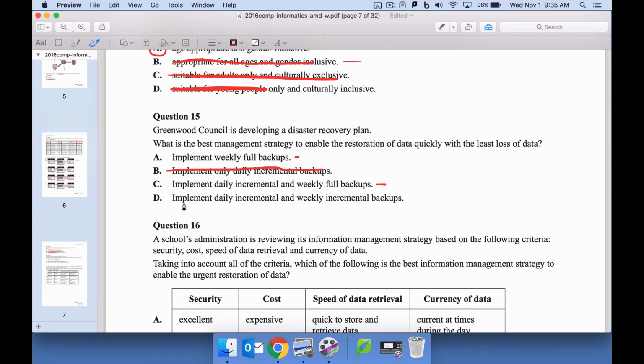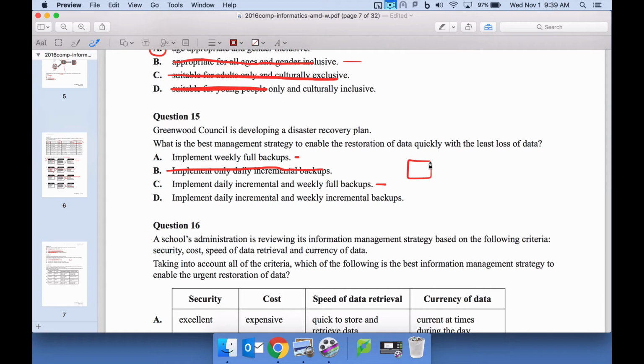Or D, implement daily incremental and weekly incremental backups. No, that's the reason why I wouldn't do this one, because if we're doing daily incremental and weekly incremental, there's no full backup to restore with these incremental backups. The way incrementals work is we first need a full backup.